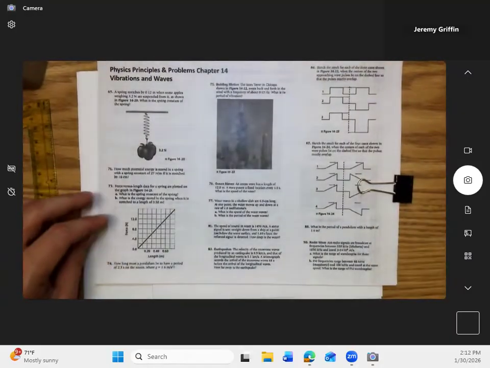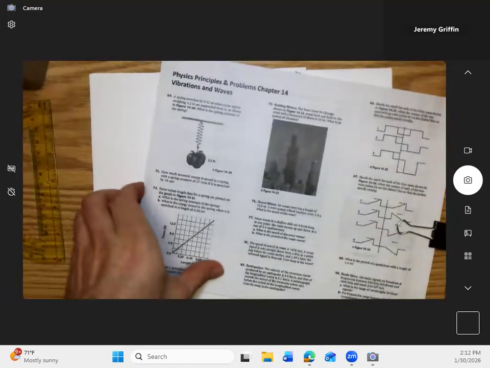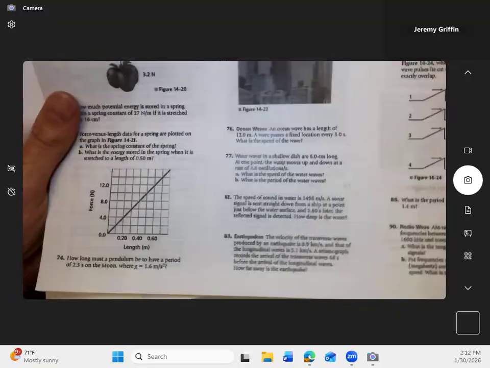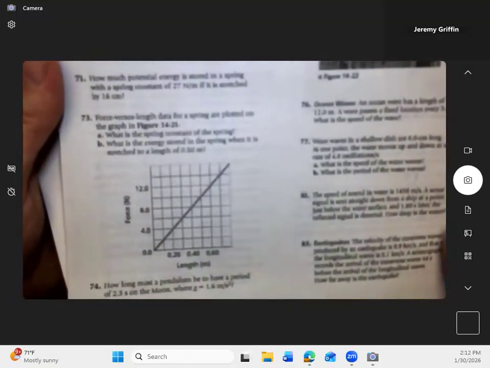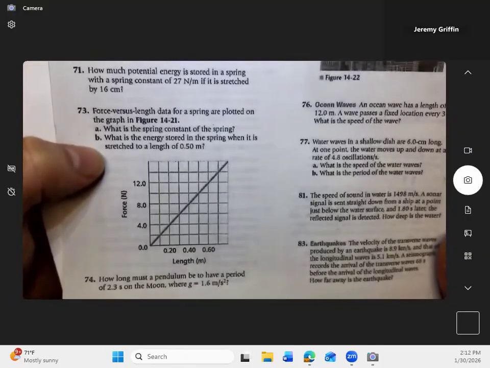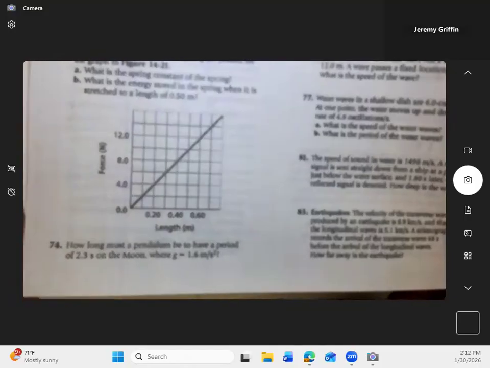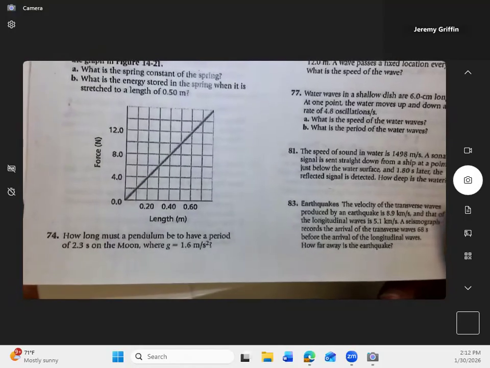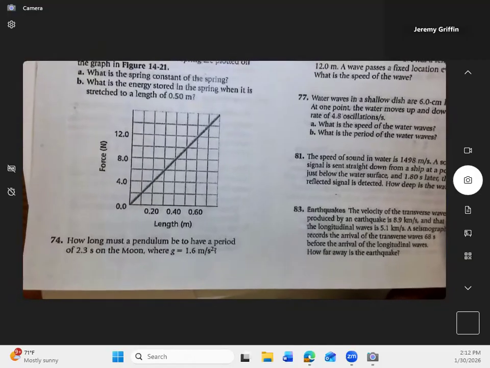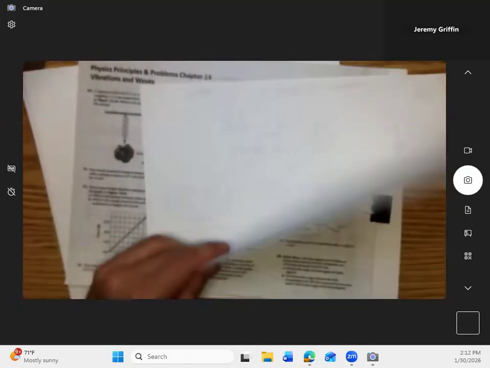Problem 73: force versus length data for a spring are plotted in this graph. What's the spring constant? And then part B, how much energy is stored when it's stretched 0.5 meters? Guys, what property of this graph would tell you the spring constant? Force versus length. The slope? Yeah, the slope, because it's just Hooke's law all over again.